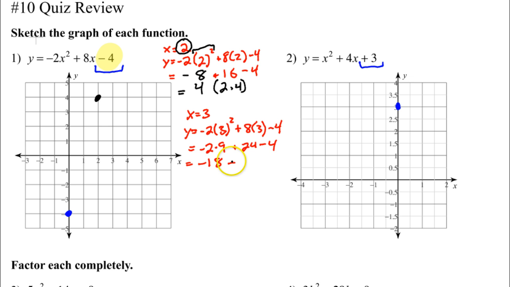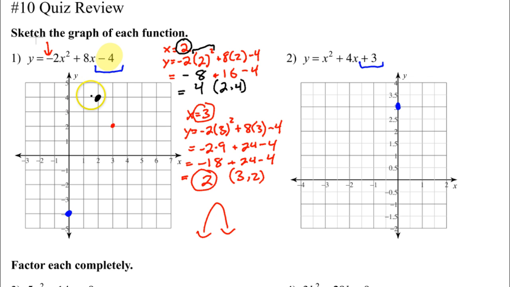So we got negative 18 plus 24 comes out to 2. So this is the point 3 comma 2. Plug in 3, got an answer of 2. So from here, you can probably see the shape forming. It's negative, so I know it's facing down. It's going to look something like this.